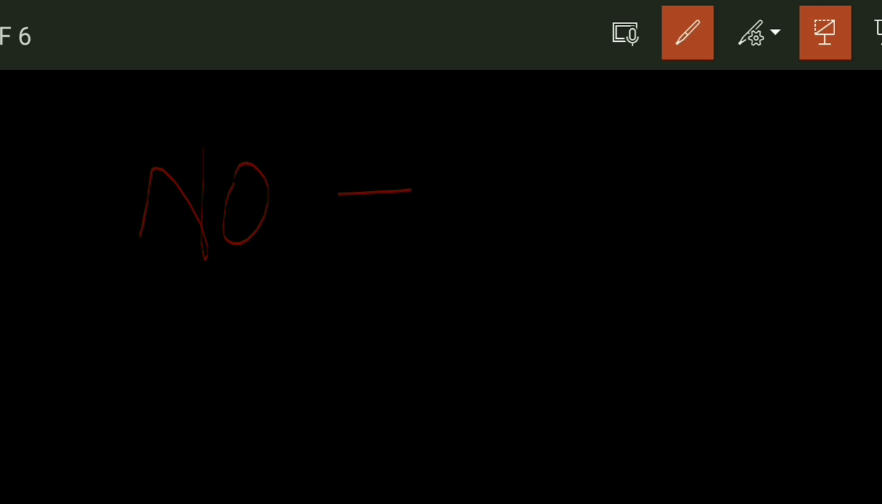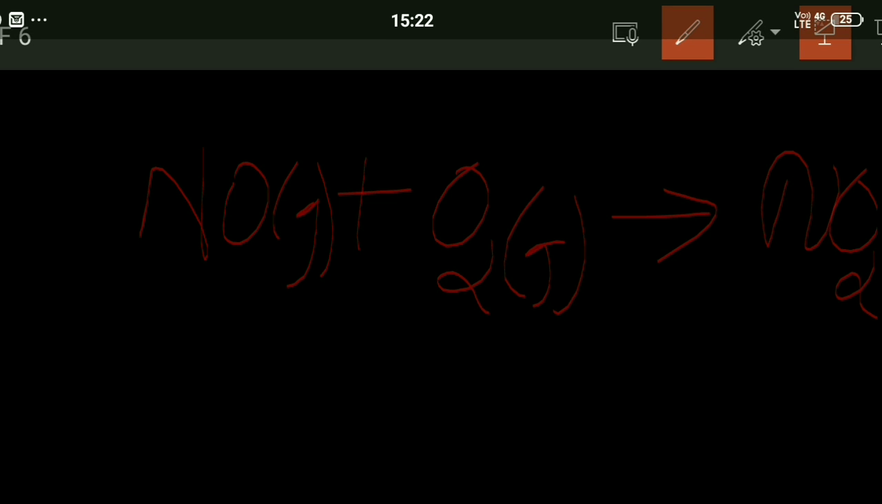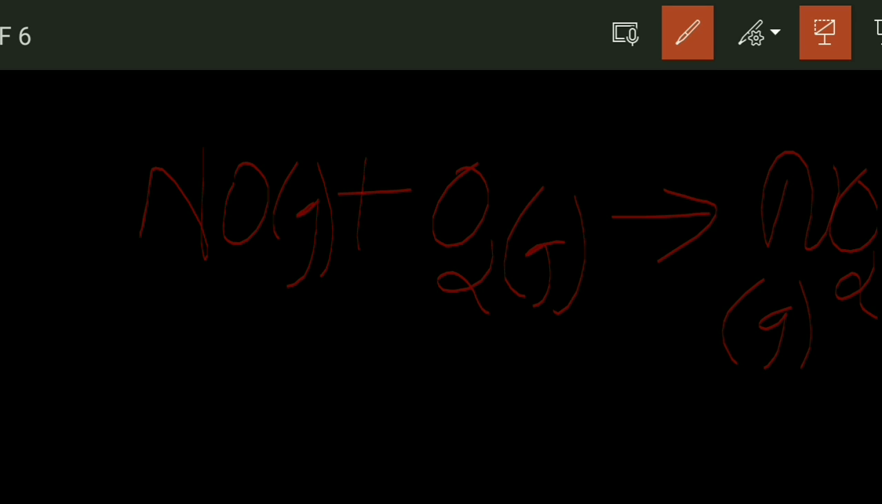NO, nitric oxide in the gaseous state, reacts with oxygen in the gaseous state to form NO2, which is also in the gaseous state. Balancing the equation, here we have to put 2, and here we have to put 2.